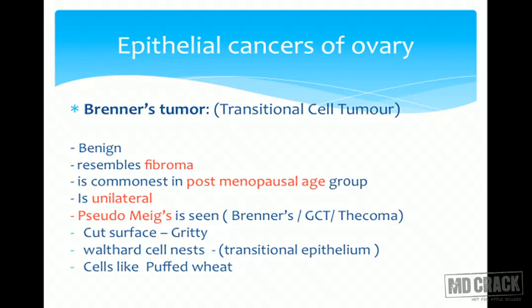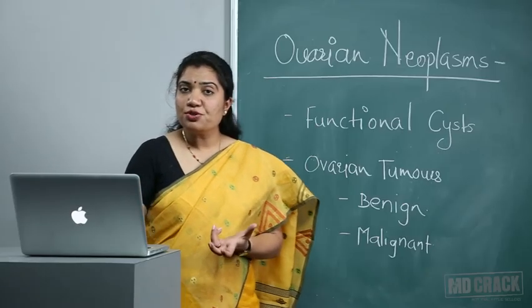Here, this is a tumor which again is found in the postmenopausal group, but unilateral, benign, solid, resembling fibroma, and on the cut surface it gives a gritty feeling. Every word about Brenner's tumor is important. Every word. It gives rise to pseudo-Meigs syndrome. Now, what is Meigs syndrome?